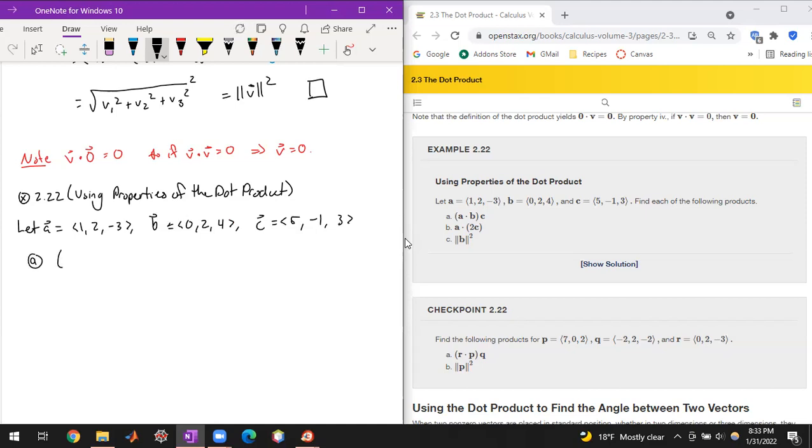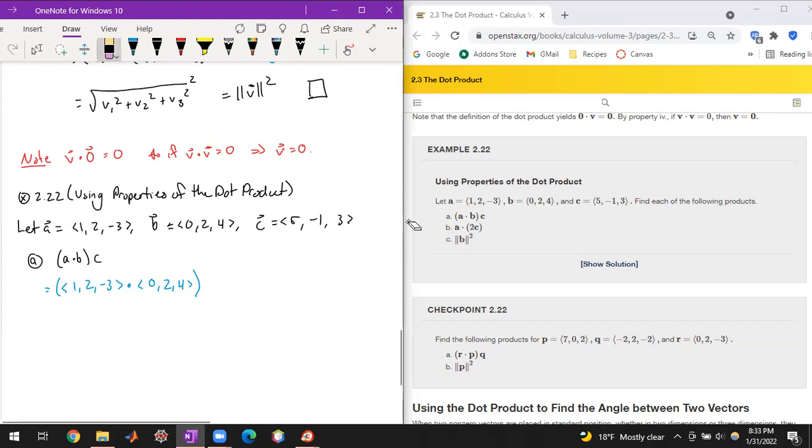So the first one is the dot product of A and B times C. Sorry about that. So this is simply following order of operations, right? Take our vector A, which has components 1, 2, -3, dot it with B, which has components 0, 2, and 4. And once you get that scalar, distribute it into C. Notice that there's no dot here between our parentheses and C. This is not a dot product, this is a distribution.